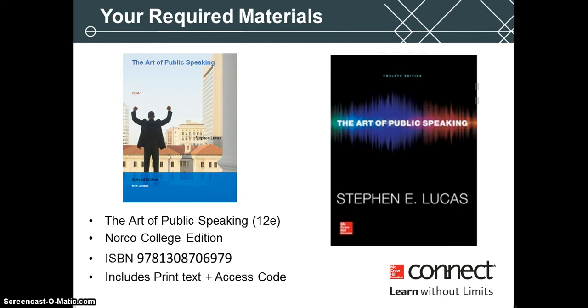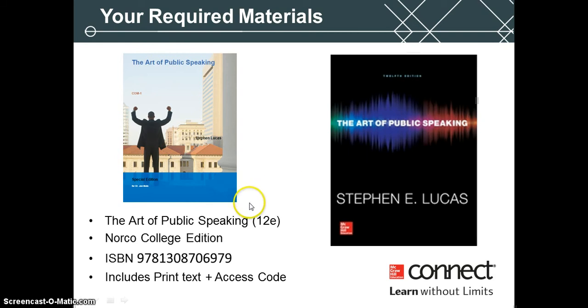Your required materials for this course are going to be the Art of Public Speaking 12th edition by Stephen Lucas. Please note Dr. Muto has created a custom version of the book that's available to you in the Norco bookstore. This edition, the custom version, does include both the print text as well as the access code, which is indicated by the image on the left. The image on the right is what we call the national version of the Art of Public Speaking. You can find this just about anywhere from Amazon, Chegg, what have you.